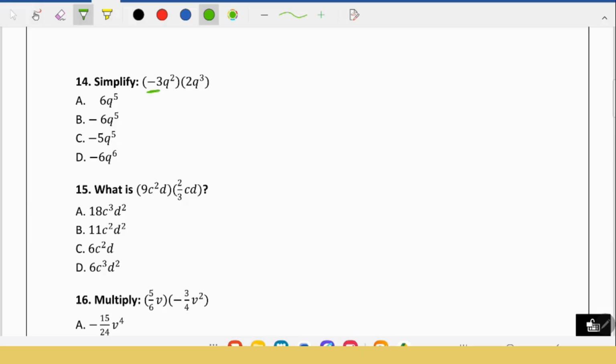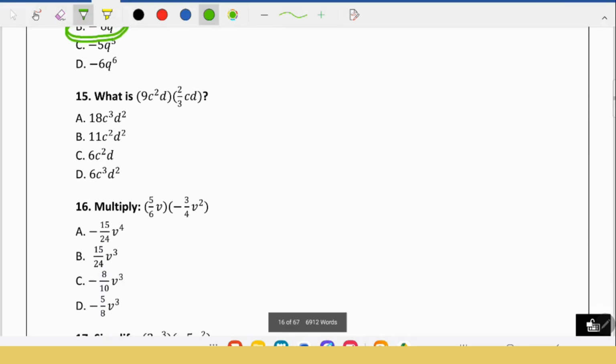Negative 3q square times 2q cube. Multiply the coefficient first. Negative 3 times 2 is negative 6. q2 and q3, 2 plus 3 is 5. Negative 6q5. Here, carefully we have to multiply, because if we choose the incorrect sign, we will choose A, which is an incorrect option.